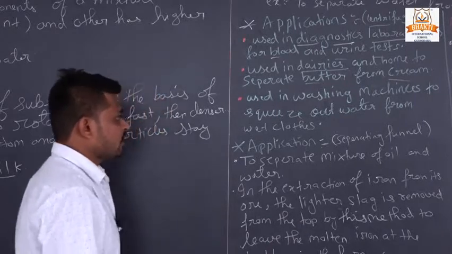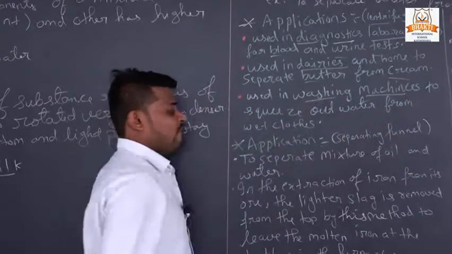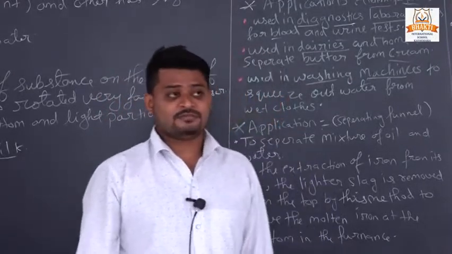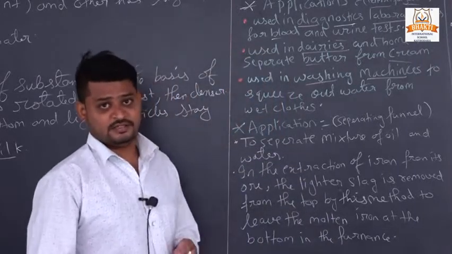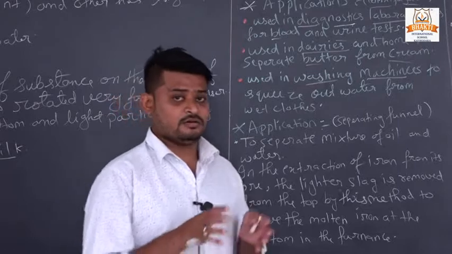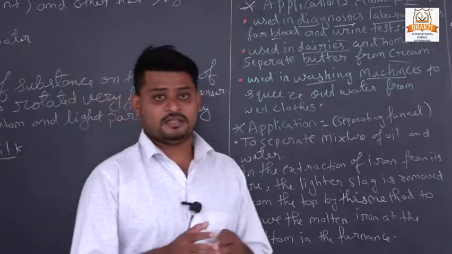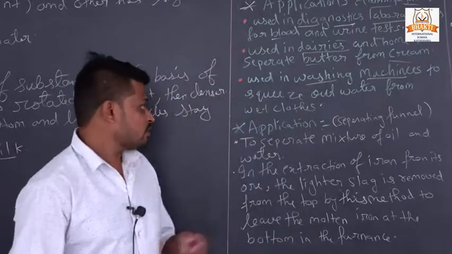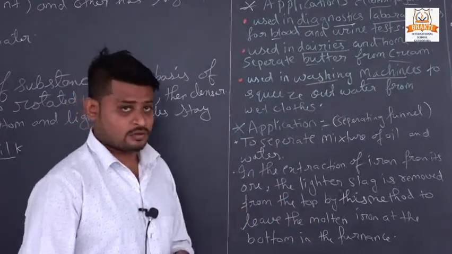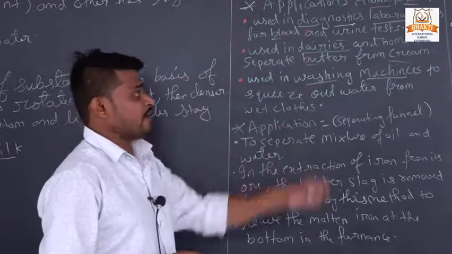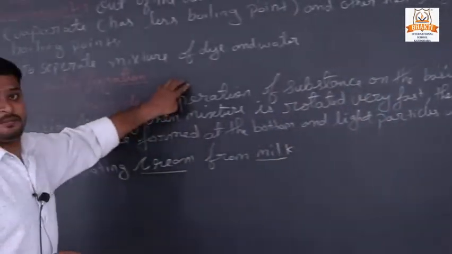and so on. It is also used in washing machines to squeeze out water from wet cloth. Means we use a washing machine at our home. When we put all the clothes in the washing machine, then when it washes the cloth, it automatically squeezes the water from the cloth. It is also the same process of centrifugation. This is our second method of separation.